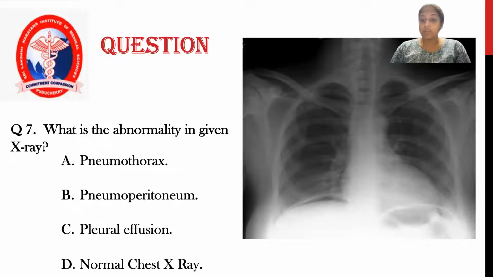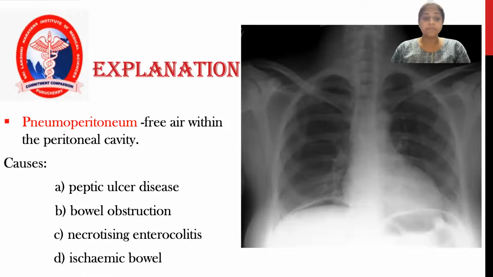Coming to pneumothorax, it is a lucent area which we see in the thorax, so we can rule out pneumothorax. Yes, this is a case of pneumoperitoneum. Pneumoperitoneum is free air within the peritoneal cavity. The common causes of pneumoperitoneum are upper peptic ulcer disease, bowel obstruction, necrotizing enterocolitis, and ischemic bowel.